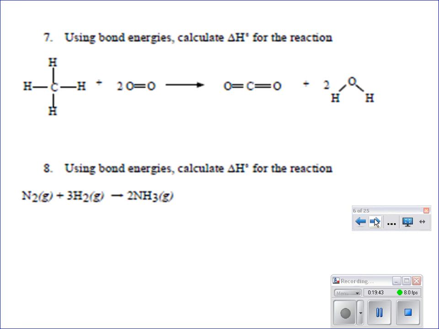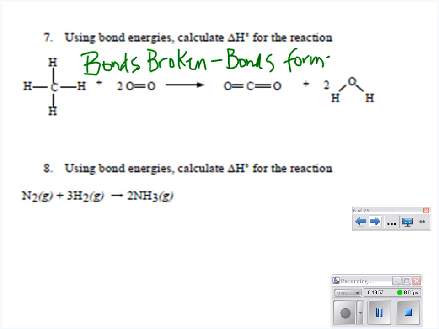This is fun. Y'all are going to like this. To do these problems, you just need to remember the following. Bonds broken minus bonds formed. Okay, super simple.